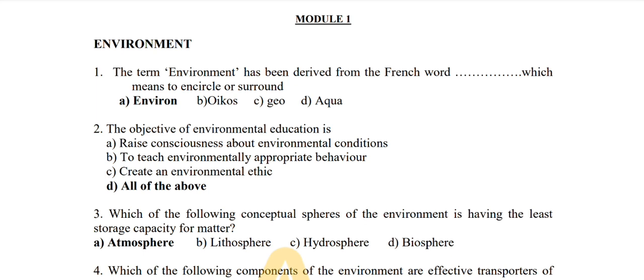We can start with model 1. The first question: the term environment has been derived from the French word environ. The objective of environment education is all the above, because it raises consciousness about environmental conditions, teaches environmentally appropriate behavior, and creates environmental ethics.